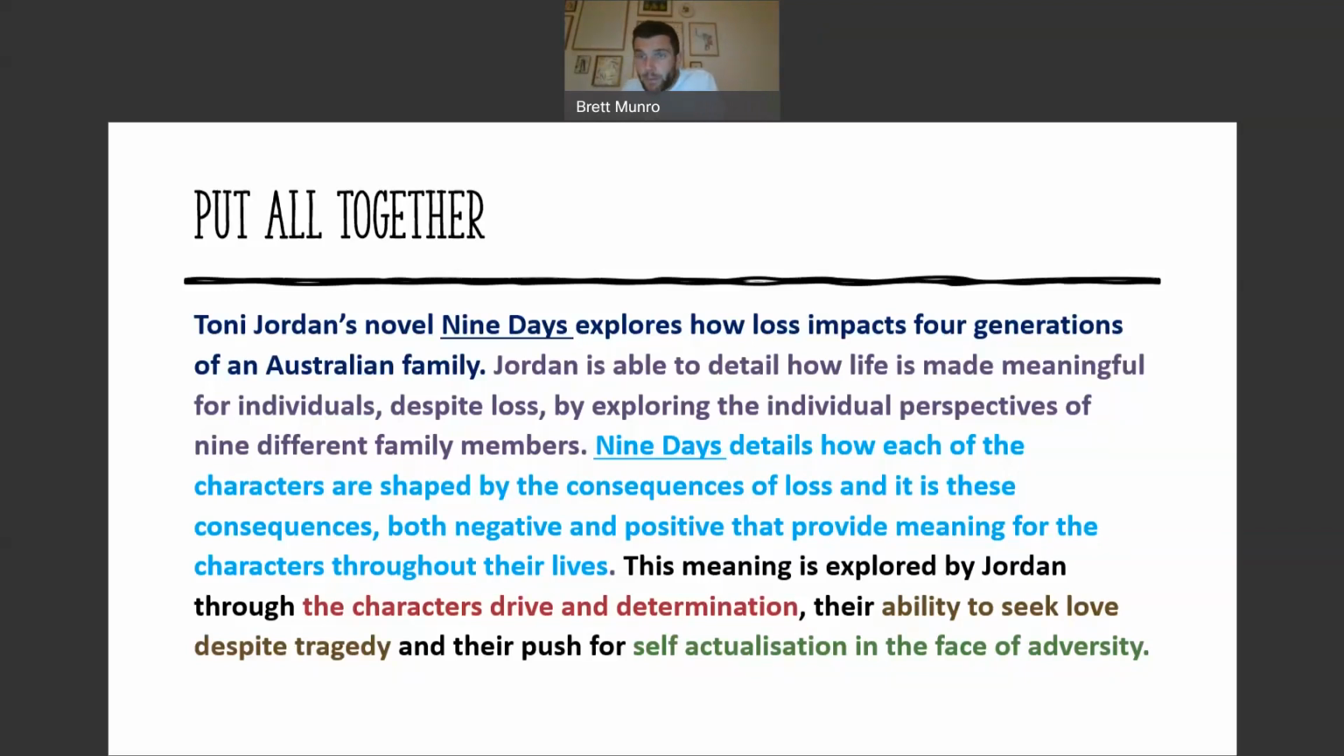In the light blue color there, we have a contention, which says that the consequences of loss, both negative and positive, are what actually provides meaning. And then we're talking about the 3 ideas in that sentence at the bottom. In red, we have the idea about the character's drive and determination, and also that meaning for the characters is their ability to seek love despite tragedy. And thirdly, it is their self-actualization in the face of adversity.